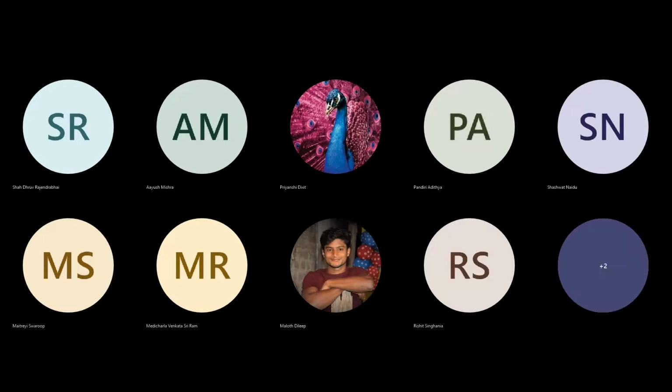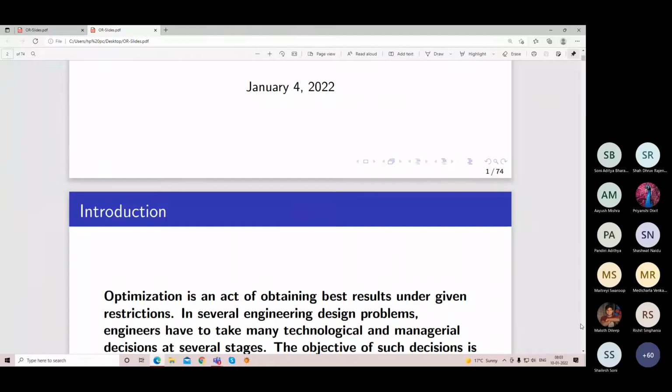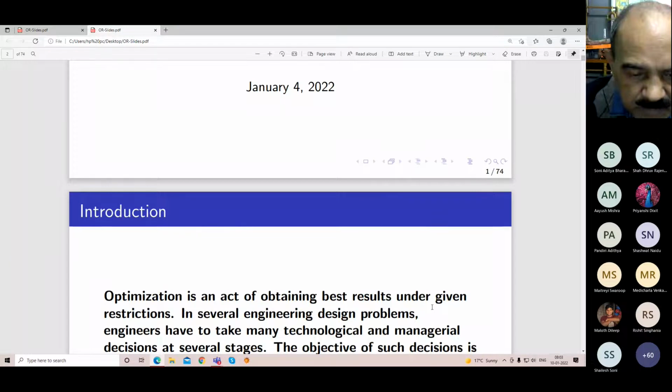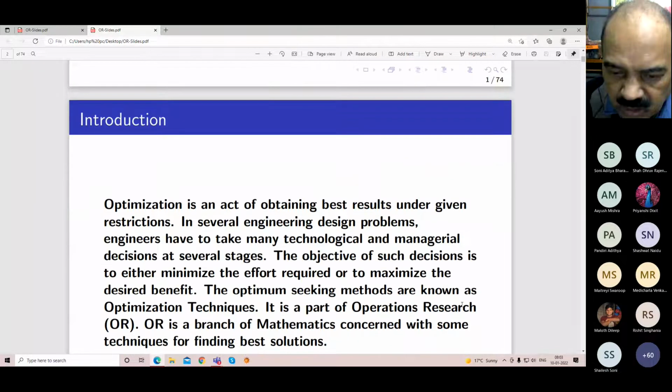Obtaining the best solution or best result under given restrictions. In several decision-making problems or engineering design problems, we have to take many technological and managerial decisions at several stages. The objective of such decisions, as you know, is either to minimize the effort required or to maximize the benefit. Either you minimize or maximize.